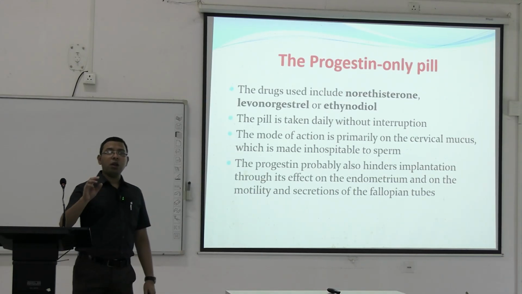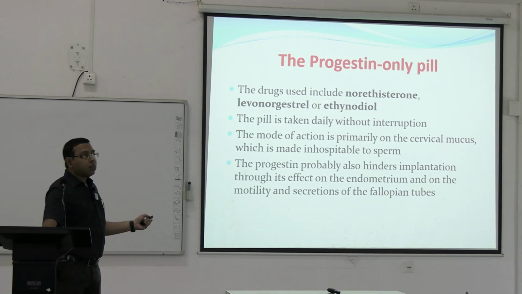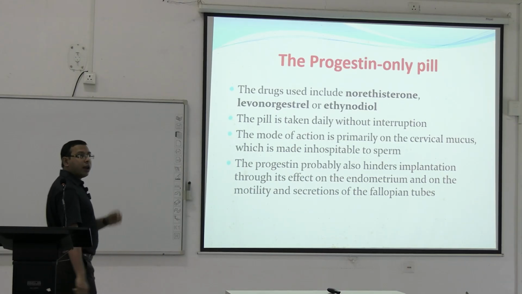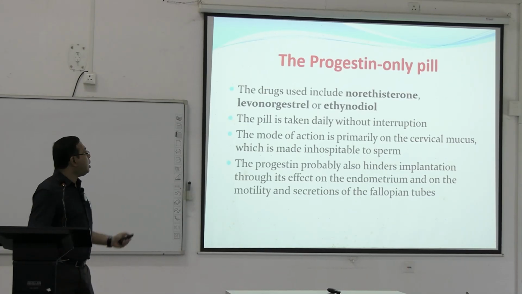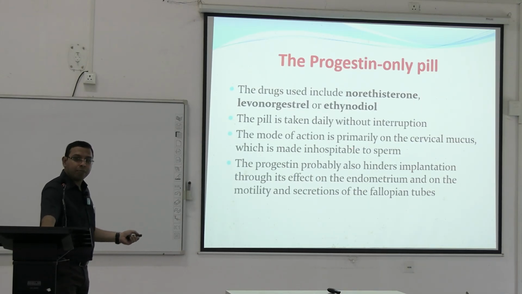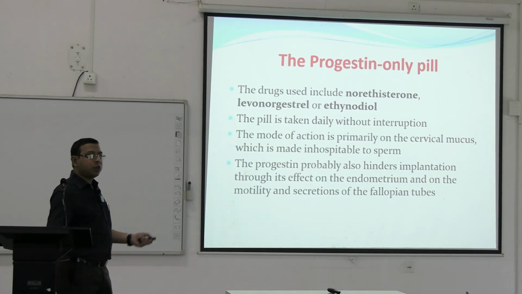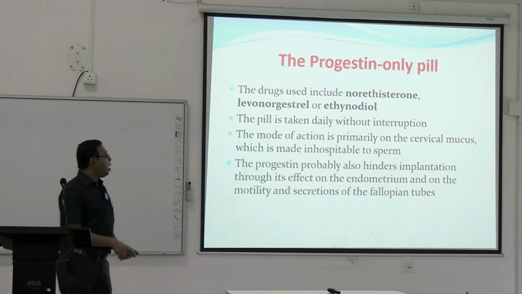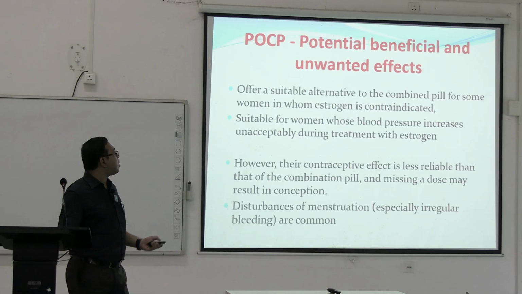Now coming to the progesterone-only pill, that means this pill contains only progesterone but no estrogen. The drugs usually used are norethisterone, levonorgestrel or ethynodiol. The pill is taken daily without interruption, so there will be no 7 days gap. The mode of action is primarily on the cervical mucus, which is made inhospitable to sperms. That is, the mucus secretion becomes scanty and more viscid. The progesterone probably hinders implantation through its effect on the endometrium and on the motility and secretions of the fallopian tube. So in multiple ways, it ultimately helps in contraception.